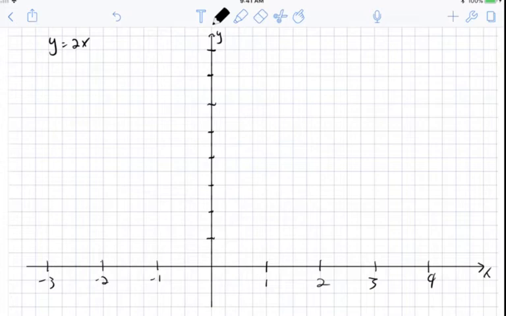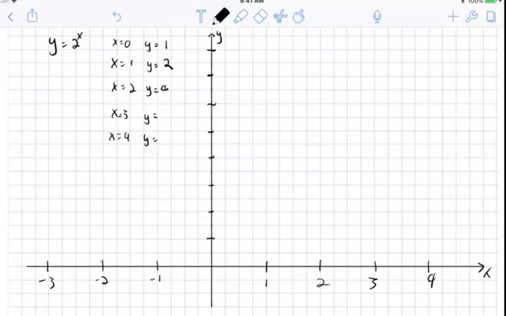So let's start plotting this by just evaluating it at some points. So when x is equal to 0, y is equal to... Oh, I didn't even write this exponential very well. The x goes up here. When x is equal to 0, y is equal to 1. Hold on. When x is equal to 1, x is equal to 2, x is equal to 3, x is equal to 4. So when x is equal to 1, y is equal to 2. When x is equal to 2, y is equal to 2 times 2, which is 4. When x is equal to 3, 2 to the 3 is equal to 8, 16.